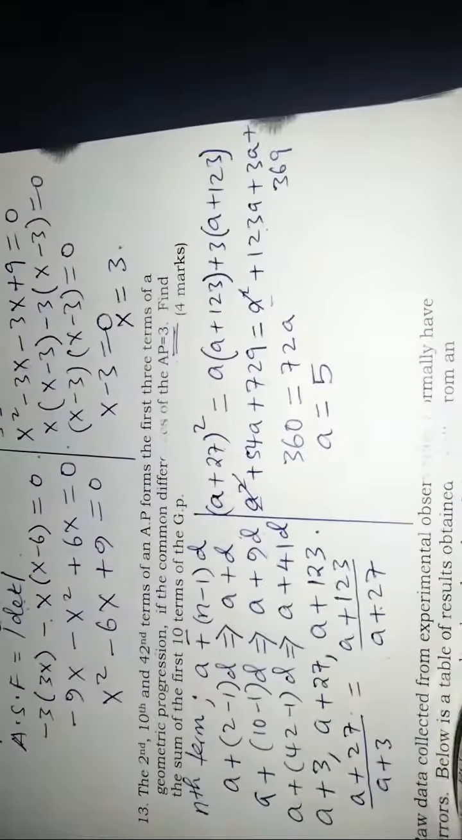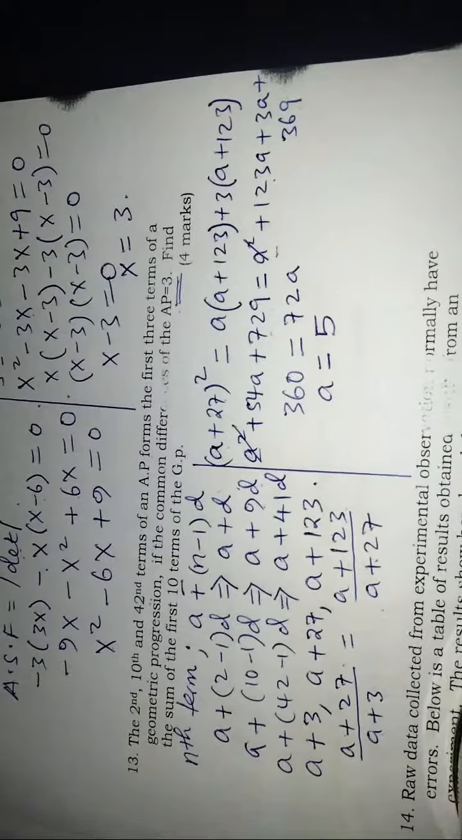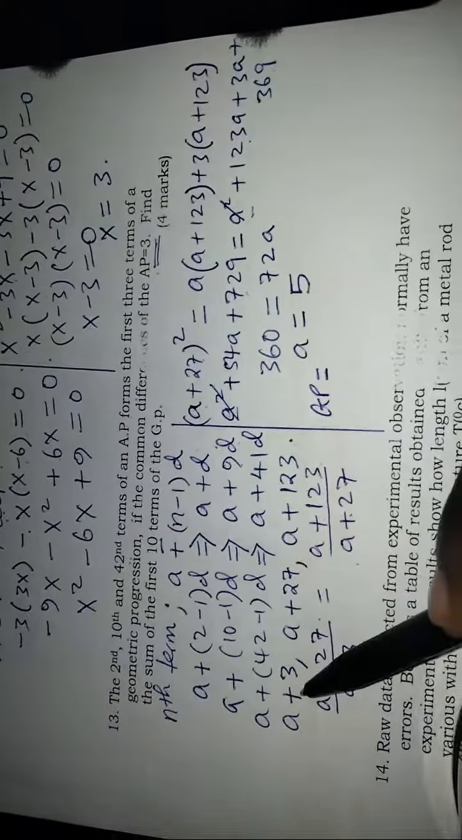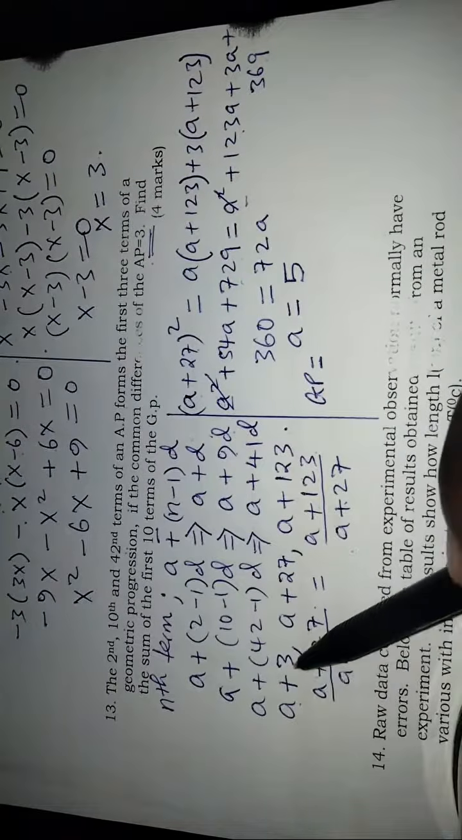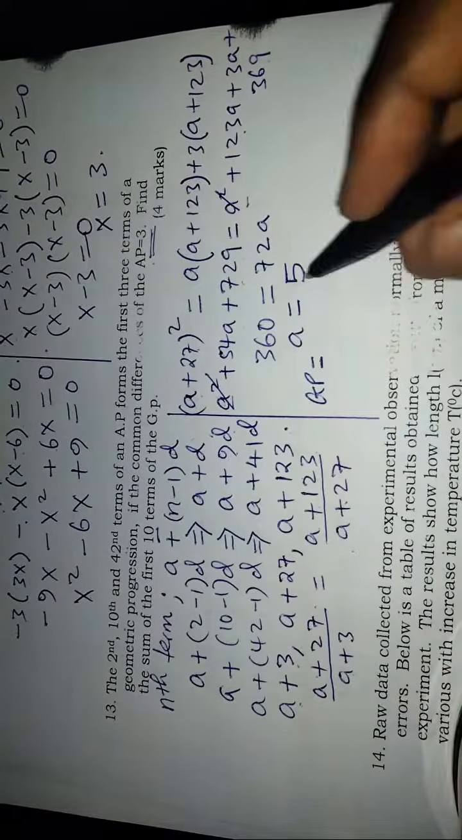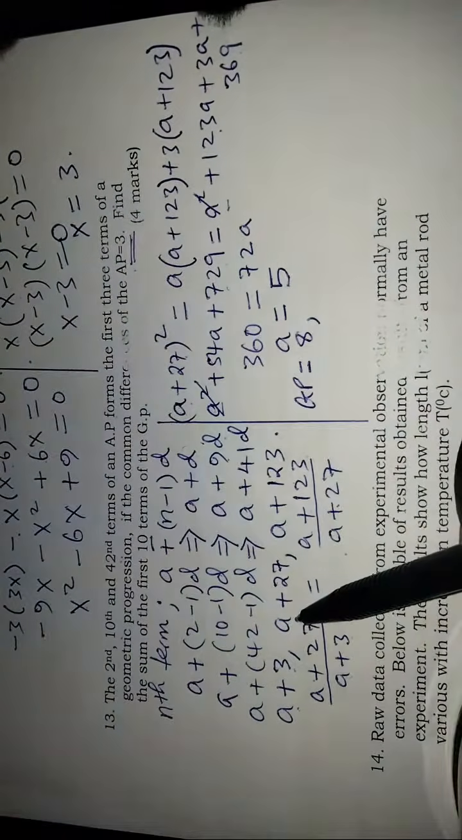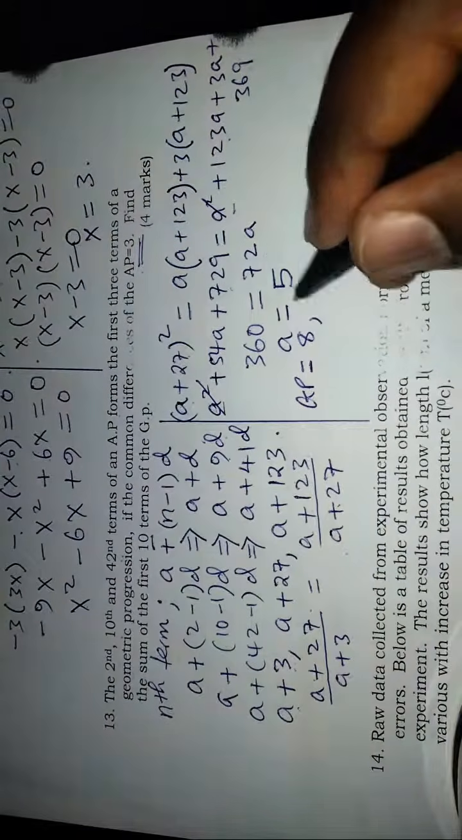Kindly make sure you follow through and understand every step as we have outlined it. So the value of a, which is the first term in the AP, is now 5. Now that a is known, we can get the first term for the GP. The first term is a plus 3, which means 5 plus 3, giving us 8. The next term is a plus 27, which is 5 plus 27, giving us 32.